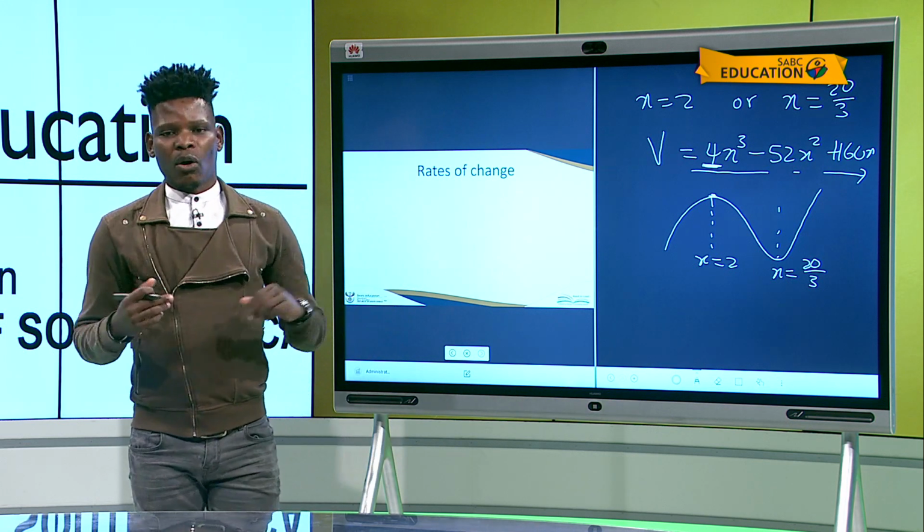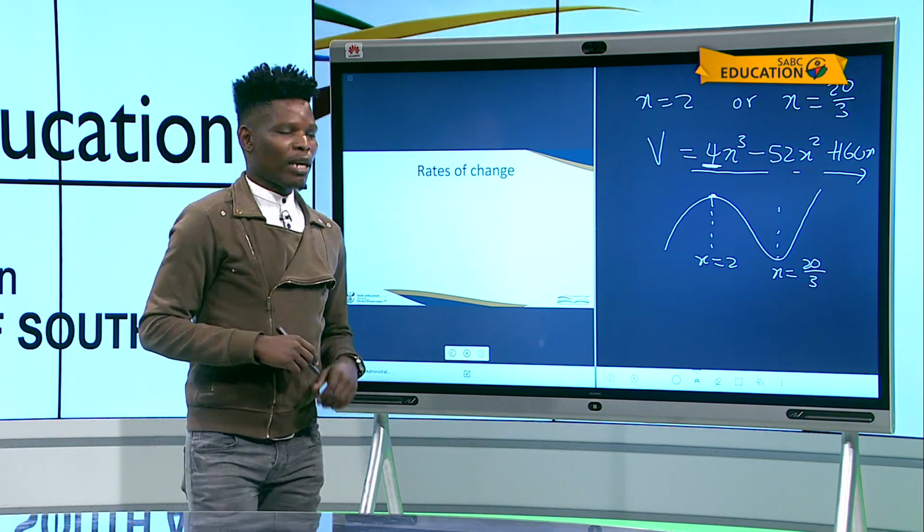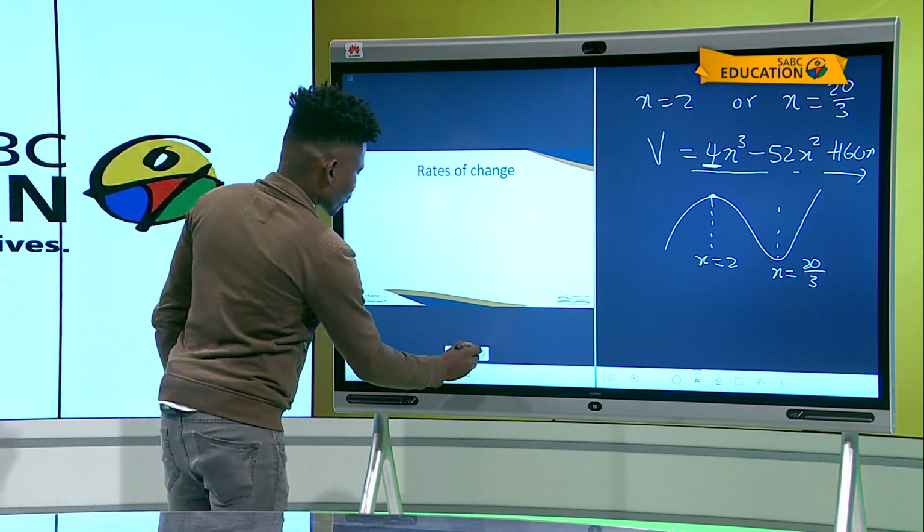Later on, we'll look at some exercises that deal with maxima and minima. But for now, let us look at rates of change.